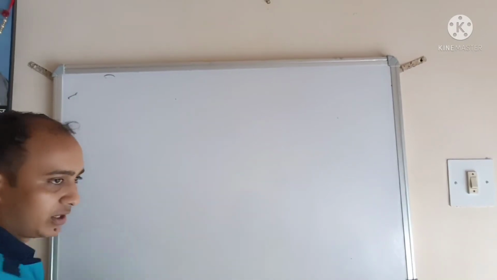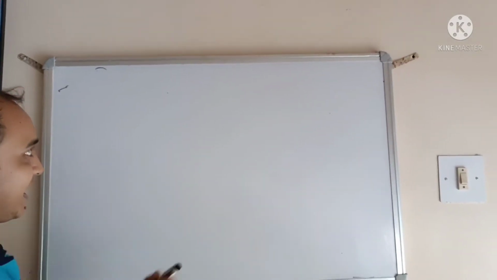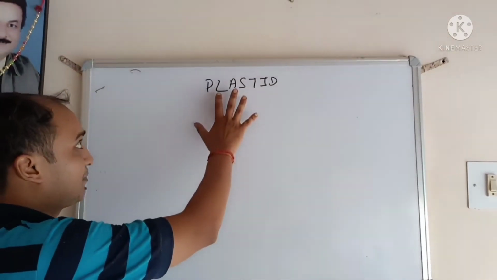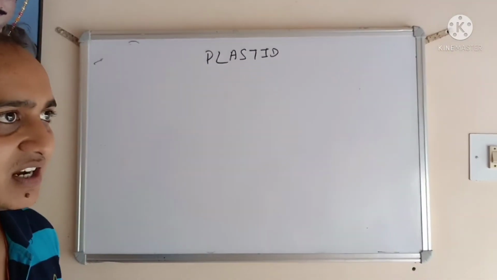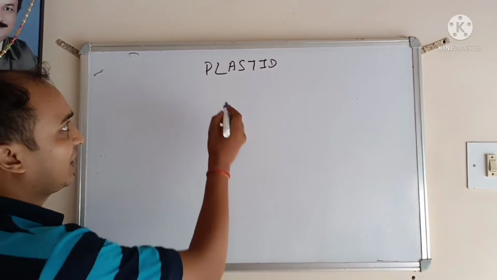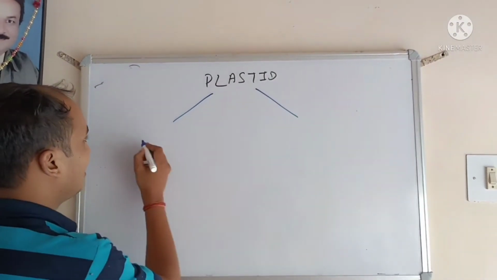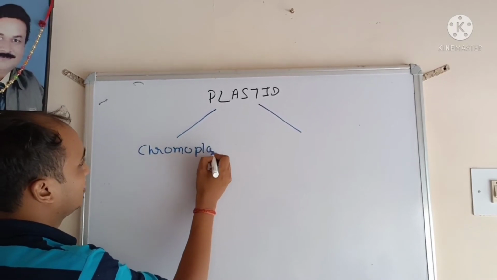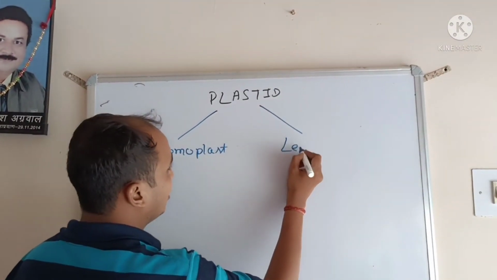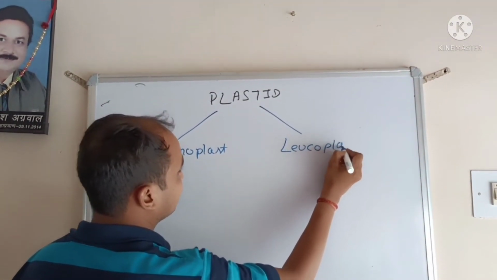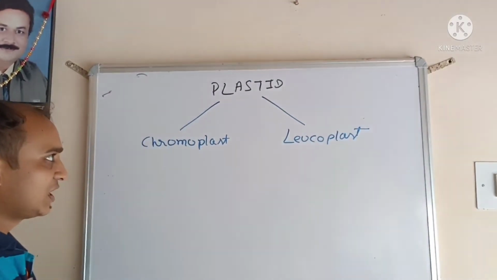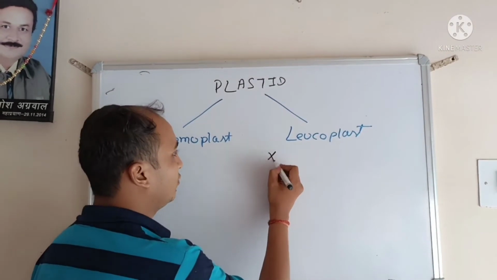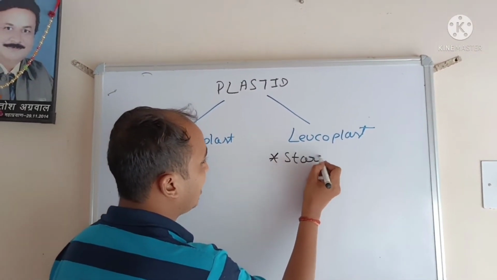Let's study another organelle that is known as plastid. Now the next thing is plastid. Let us now understand what is plastid. Basically, there are two types. One is chromoplast and second is leucoplast. What is the role of chromoplast or the role of leucoplast? Very simple. Leucoplast stores food.